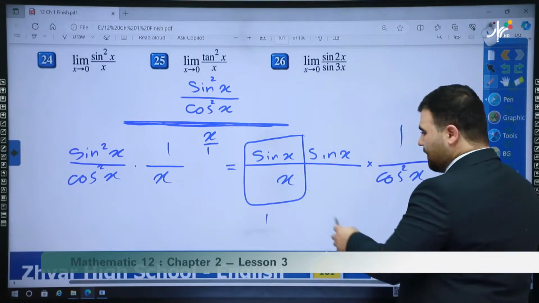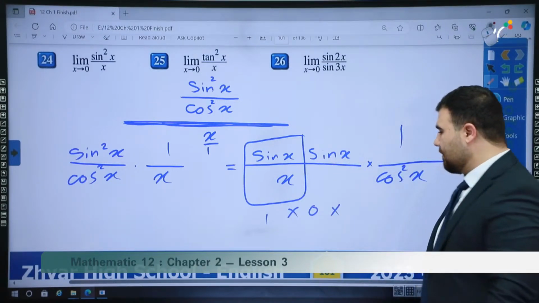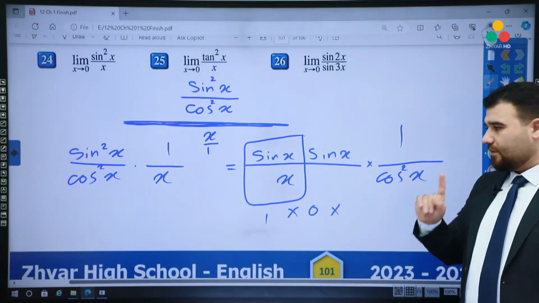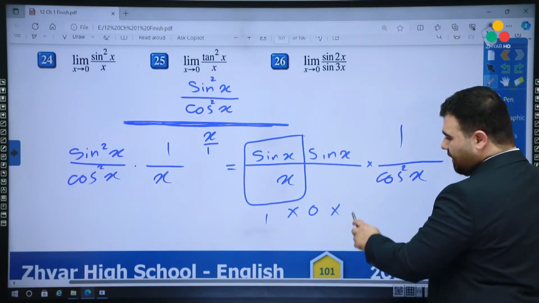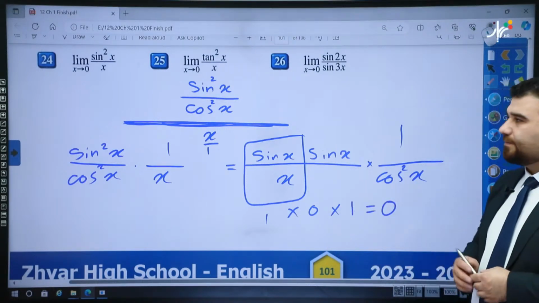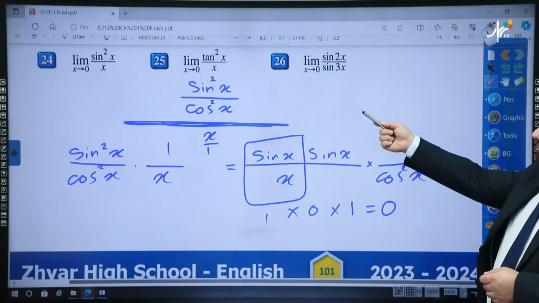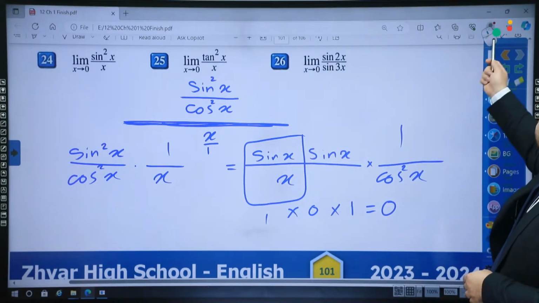Because the limit tends to 0, then sine x over x is 1. Sine of 0 is 0. Now I have 1 times 0 times. If I put 0 inside cosine, cosine of 0 is equal to 1. Power 2, still 1. So I have 1 times 0 times 1. At the end, it's equal to 0. The result of this limit, tan squared x over x, is 0.